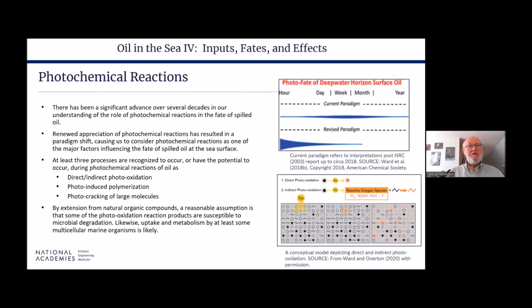Not only do we have photooxidation, but we also have photo-induced polymerization. That means sunlight interacting with oil or oil photochemical products, creating polymers. In the reverse process, there is also photocracking of larger molecules, where sunlight interacts with larger polymers or larger molecular weight molecules and breaks them up. The way to think about this is by extension from natural organic compounds, a reasonable assumption is that some of the photooxidation reaction products are susceptible to microbial degradation. Likewise, there can be uptake and metabolism of these reaction products by at least some multicellular marine organisms.